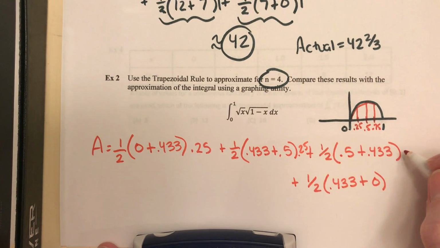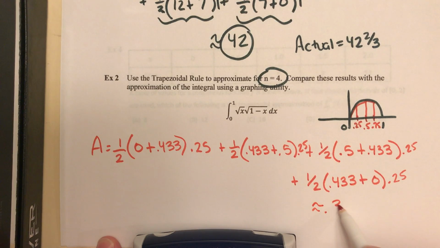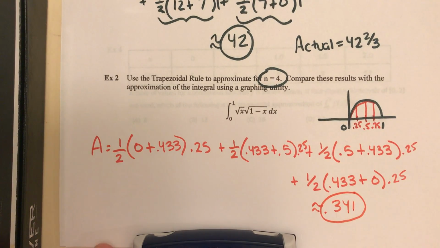And if you go back, I forgot to multiply these last ones by the base. So I'm going to add that in real quick. Okay, so that, when I plug that in, gives me 0.341 if I round 3 places.